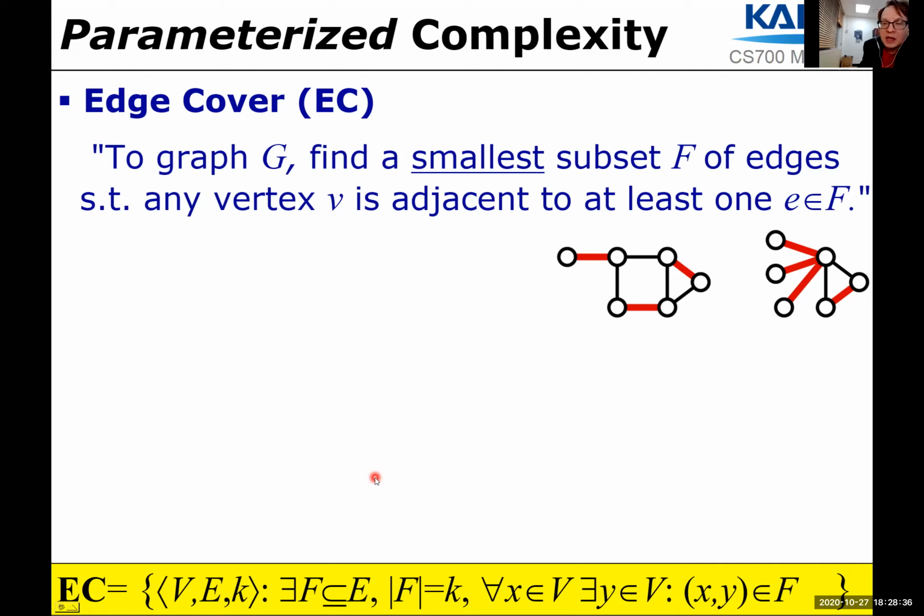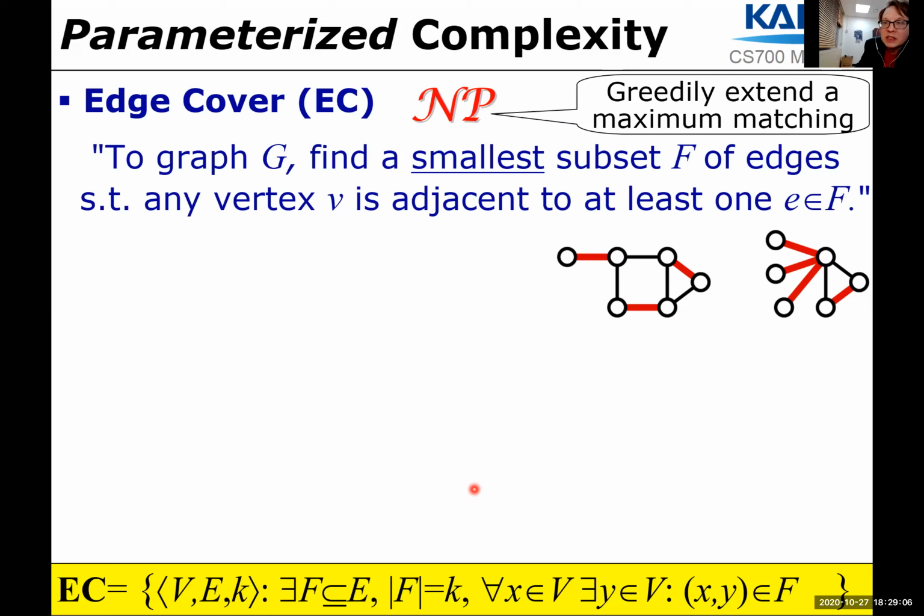And naively, it seems like we might need to try all possible subsets of edges of size k, of which there are n choose k many, which is exponential in n if k is like n over 2, for example. It would be exponential, but there is actually a polynomial time algorithm. So superficially, this looks like an NP problem, but there's a polynomial time algorithm.